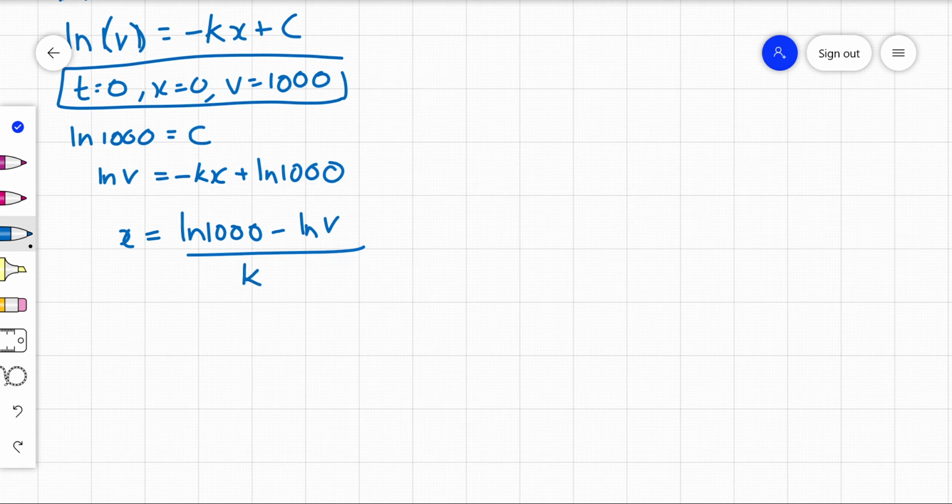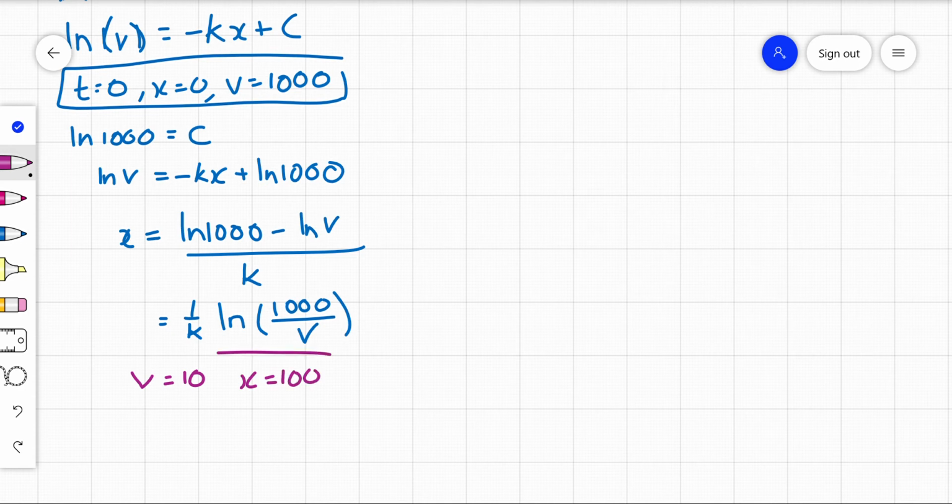Alright, so another way to write it if we wanted to would be 1 on k, we've got log of 1,000 over v. Alright, now we need to find what k is equal to, so what else do we have to sub in? We've been told that v equals 10 when x equals 100. So let's look at that to find k.